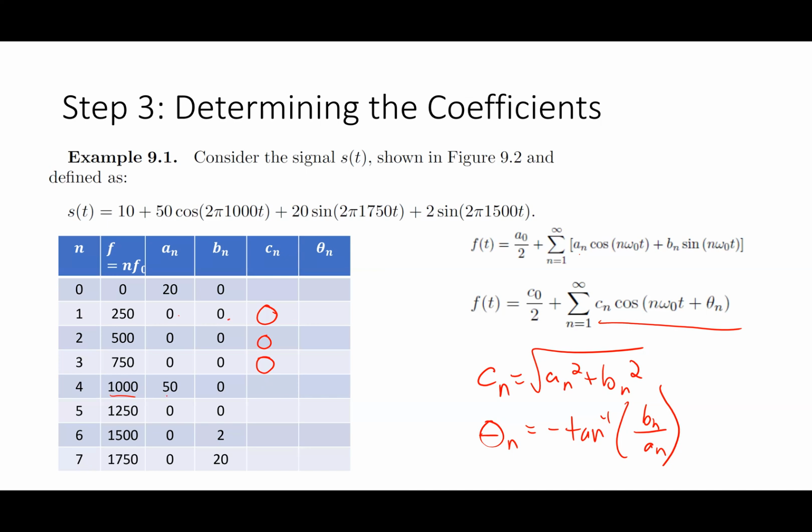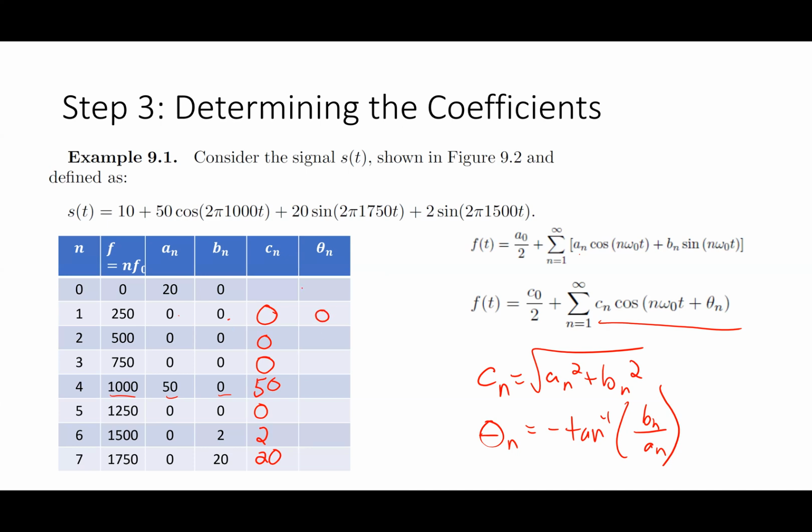A is 50, B is 0. So how much C do I have? If I plugged it into that formula, what would spit out? 50. And then I don't have anything at the fifth. I do have something at the sixth. What do I have here at the sixth? 2. And what do I have at the seventh? 20. Now I've got to figure out the angles. So what are my angles?